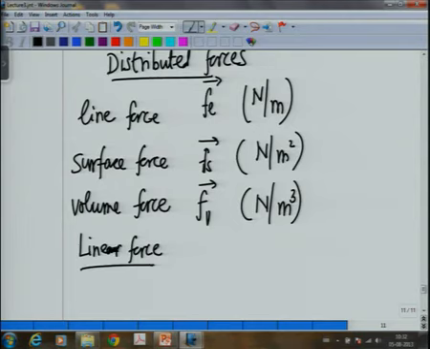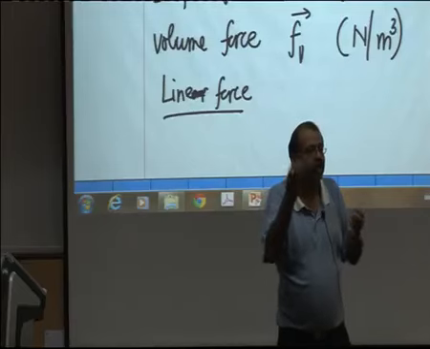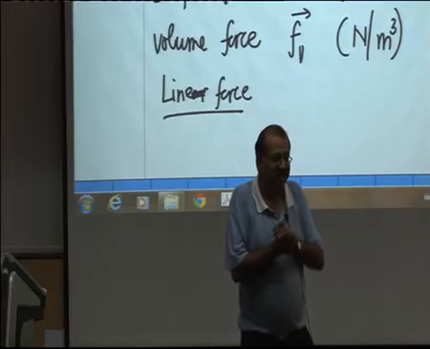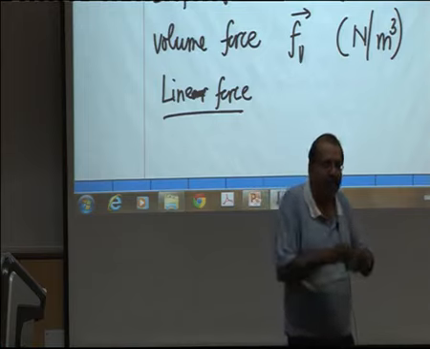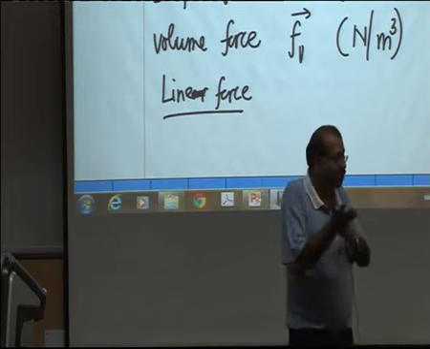Now of course the most common example is the volume force, which we know, the force of gravity. It is a force which acts per unit volume, and we have to multiply it by mass to get the total weight.